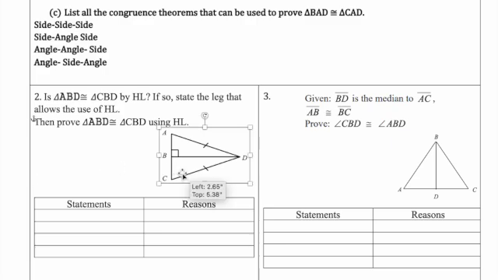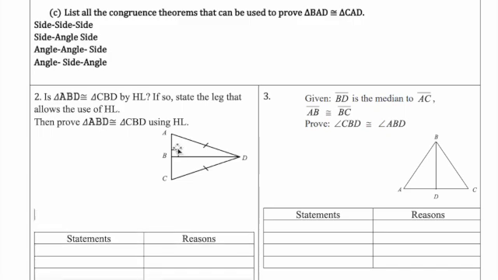Looking at number 2, is triangle ABD congruent to CBD by HL? If so, state the leg that allows us to use HL, then prove triangle ABD is congruent to triangle CBD using HL. So I see that we have a right angle here that makes this a right triangle. The hypotenuses are congruent, and I know this leg is congruent to itself. So yeah, HL can be used.